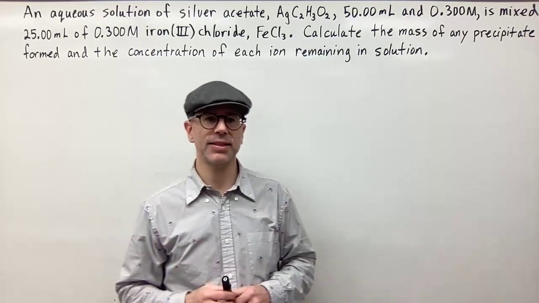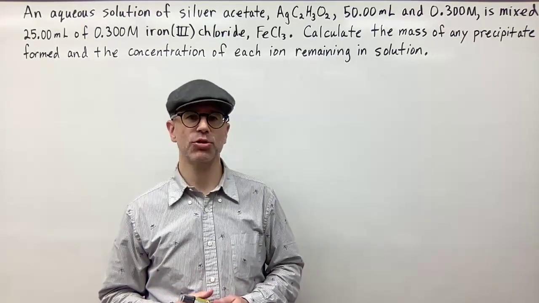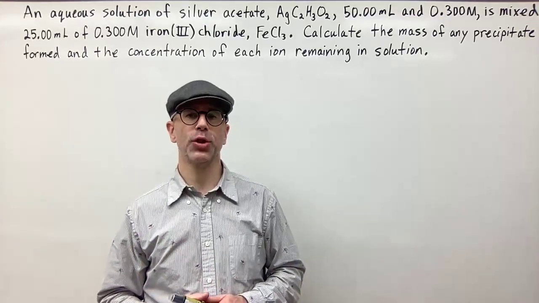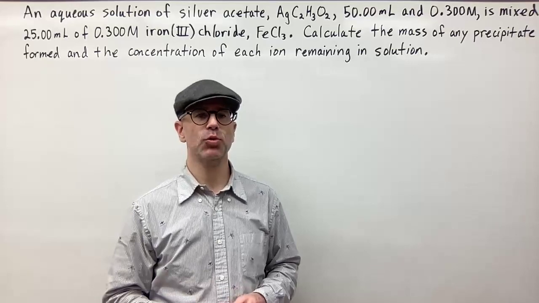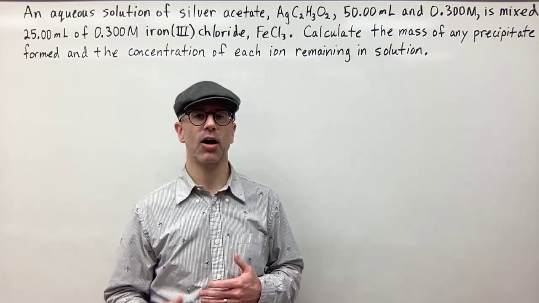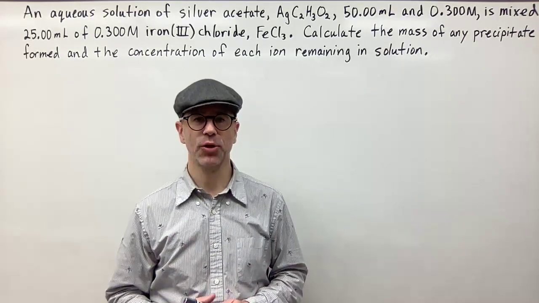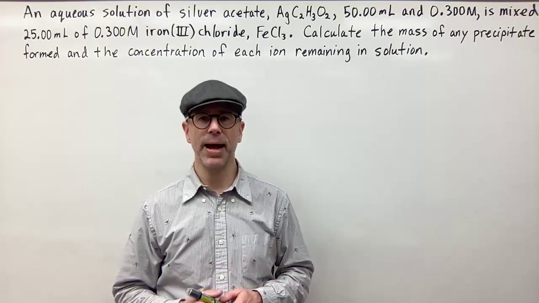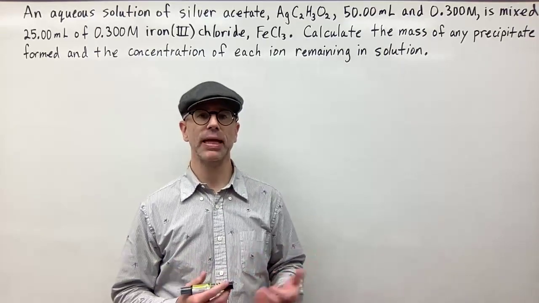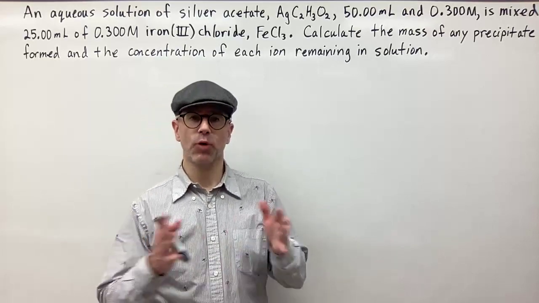This problem tells us that 50 milliliters of an aqueous solution of silver acetate, AgC2H3O2, 0.1300 molar, is mixed with 25 milliliters of a 0.300 molar iron 3 chloride solution, FeCl3. And then they want us to calculate the mass of any precipitate formed and the concentration of each ion remaining in solution. So the first thing we need to do is write out the balanced equation.